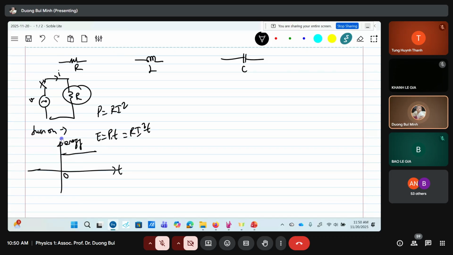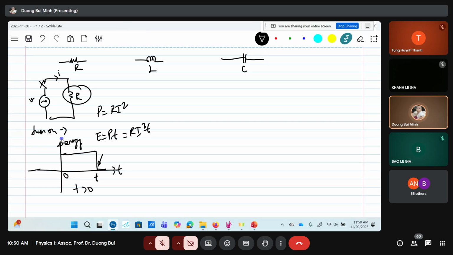So when we turn off, we don't have any energy stored in the resistor. So we don't care about the time when we turn off. Here, maybe here is T. So no energy storage in the resistance. So we just consider positive times.